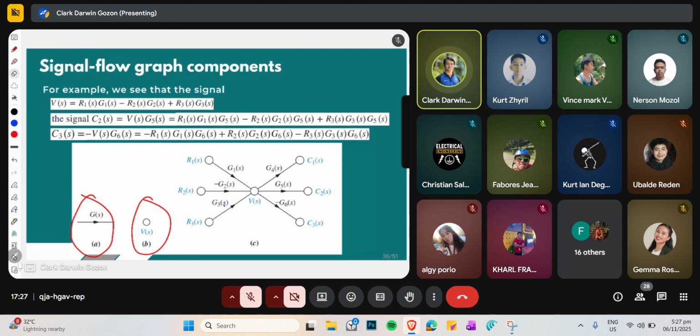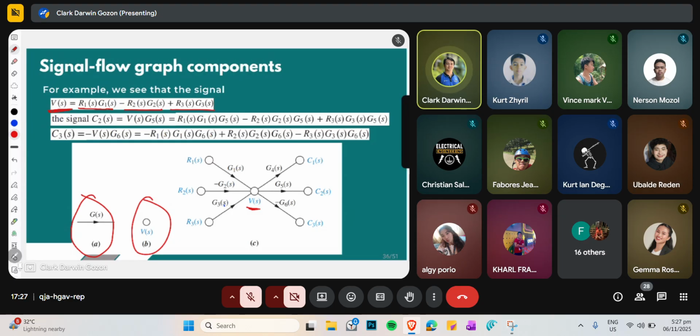Summation lang of all the signals nga ni-enter ana nga node multiplied by the asa siya gikan nga node. So, in this case, si VS is kaning VS, kanina lang blue. Wait lang. Si VS kani red. Kaning VS, which is kana nasa tulo ka book signals nga na-receive R1G1 minus R2G2 plus R3G3.